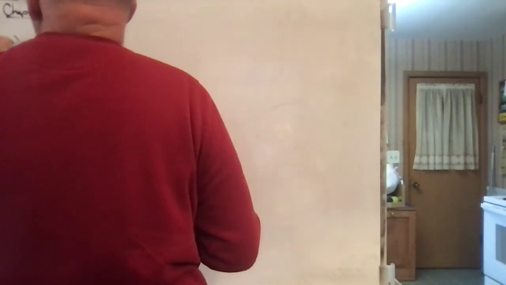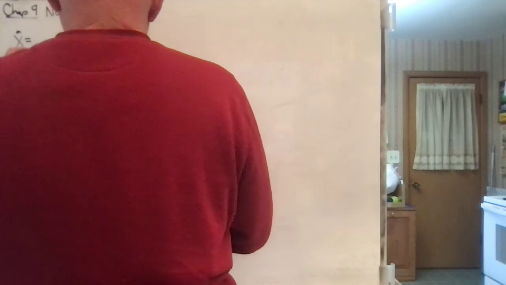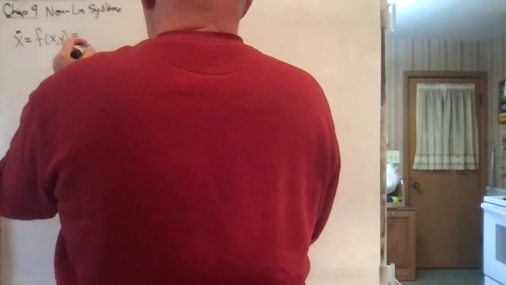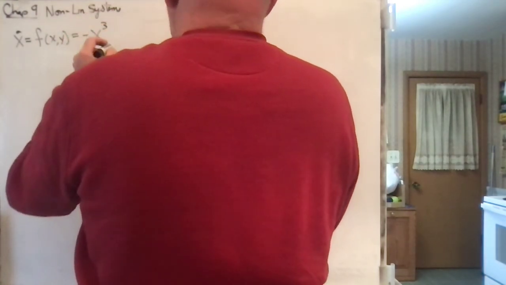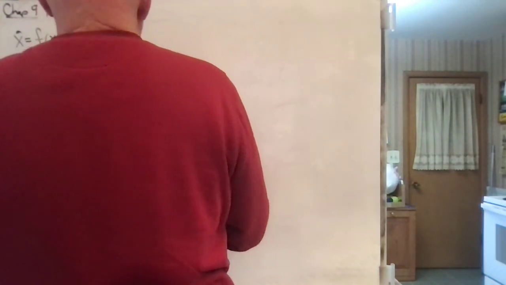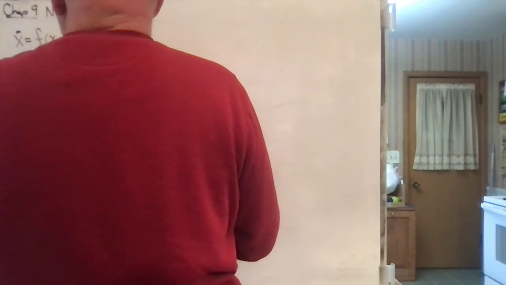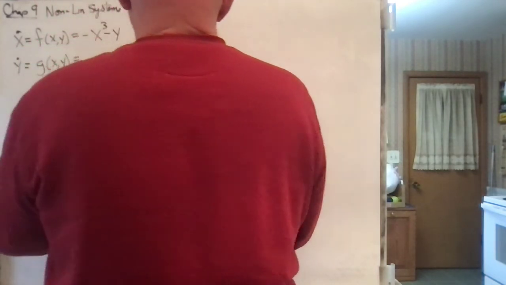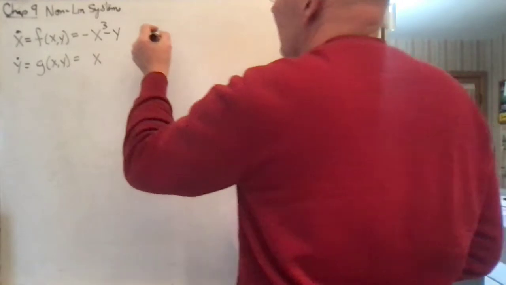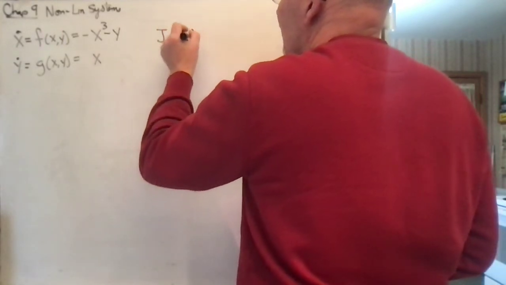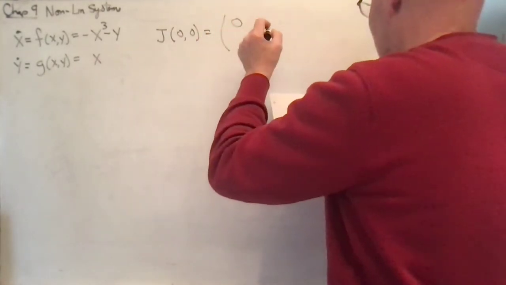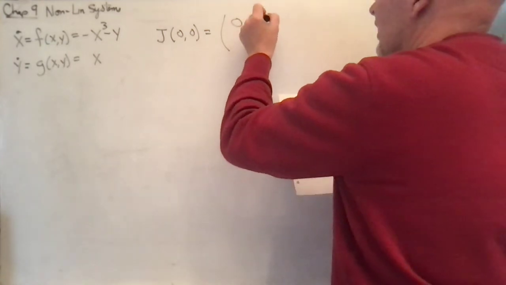We have x prime, or x dot, equal to, and that's our f of x, y, we'll call it for convenience, negative x cubed minus y. And y prime is equal to, that's your g of x, y, which in this case is just equal to x. So if you find the Jacobian and evaluate it at the point 0, 0, this is already in the book, so I'm giving you what's already there, you're going to get this.